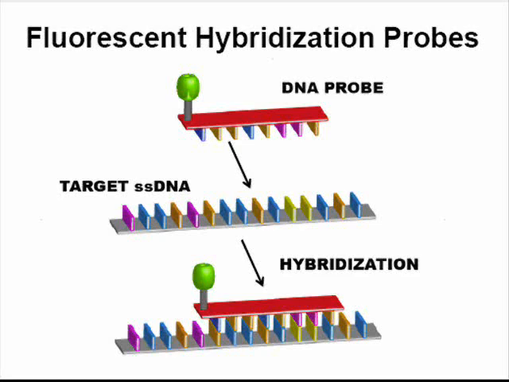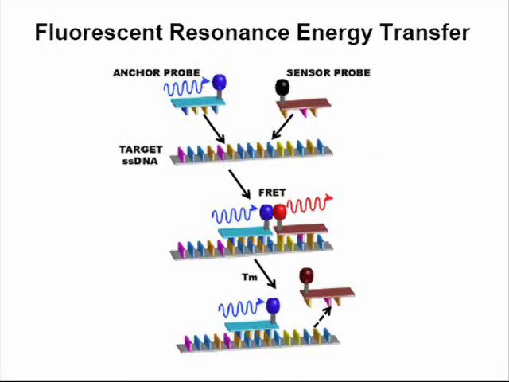It is specific for the target single-stranded sequence of DNA. At hybridization, this will bind via hydrogen bonds. You can wash out any excess. The fluorescence will indicate the presence of the specific sequence of DNA. Our next slide builds on the hybridization probe concept using fluorescent resonance energy transfer, or FRET.